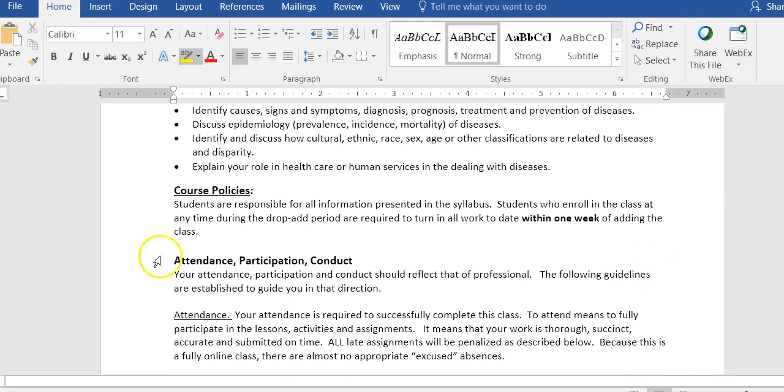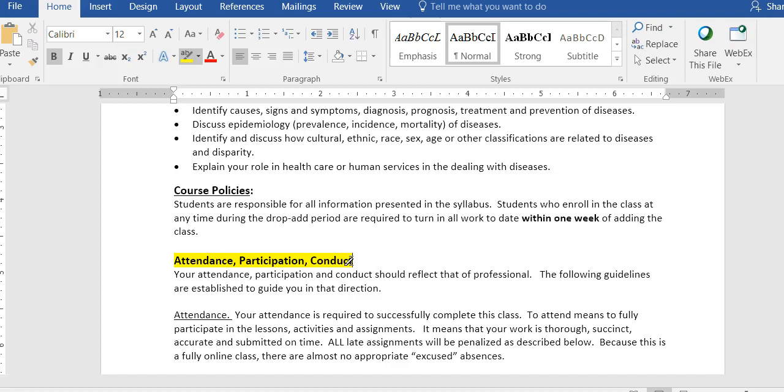So we're going to talk about course policies now, and in an online class, talking about attendance and participation is a little different. So attendance, you're expected to be in attendance for all classes. So in an online class, that means you need to be participating and your work needs to be in on time in order to be marked present. If your work's not in on time, then you weren't present for that lesson.